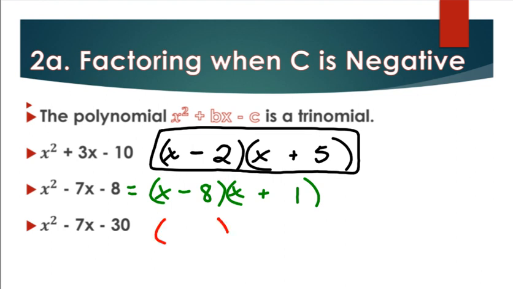And this last one here, put our x's down. One's got to be negative, one's got to be positive. Middle term is negative, so my bigger number is negative. To get negative 30, I know that negative 10 times a positive 3 is a negative 30. And negative 10 plus 3 gives me negative 7. So this would be my answer.